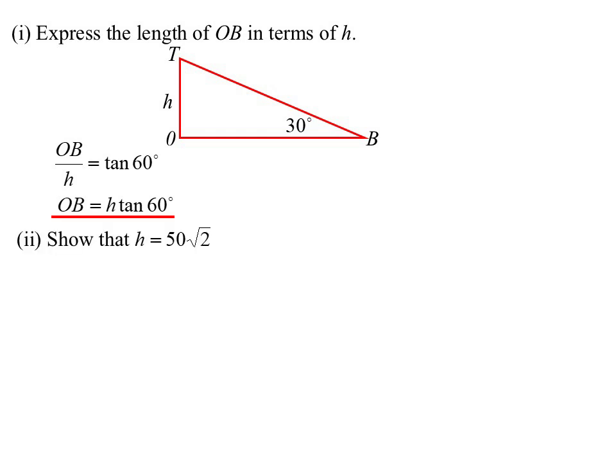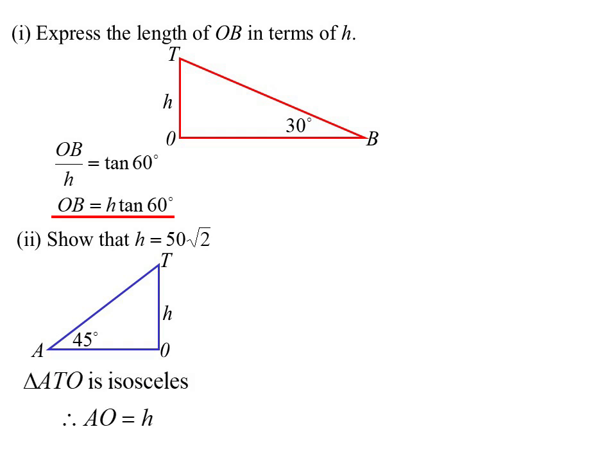Show that H is actually 50 root 2. Now if I go back to my diagram, I've got another triangle that involves H as well. So this one on the left, triangle AOT. Let's have a look at that triangle. We've got a 45-degree right angle triangle, so it must be isosceles. I know AO is also H. That didn't really help me to find H is 50 root 2. Let's go back, there must be another triangle.